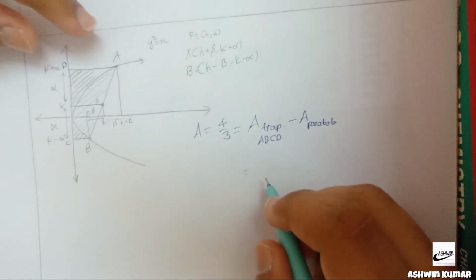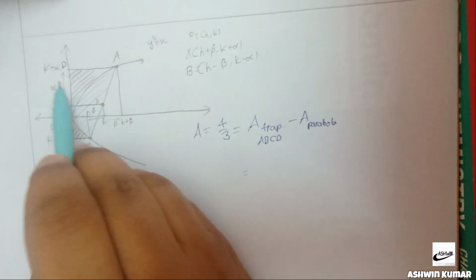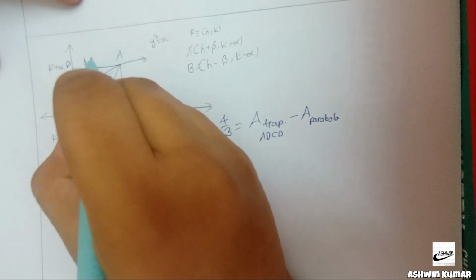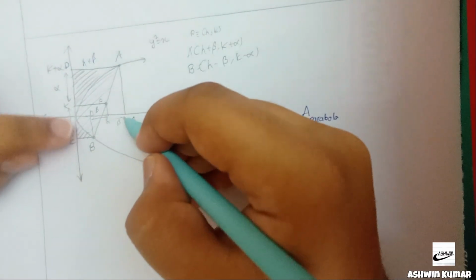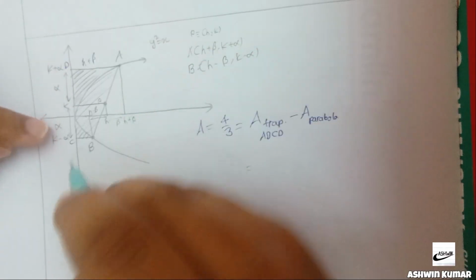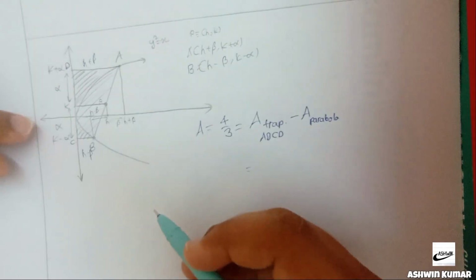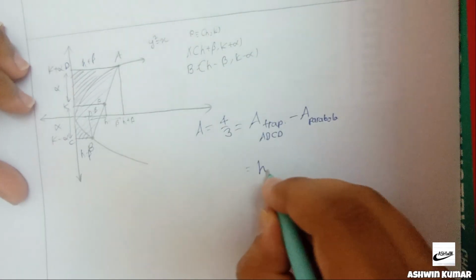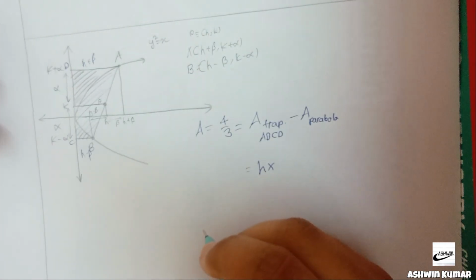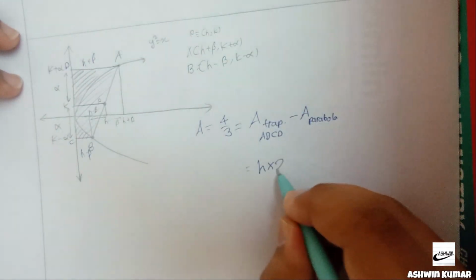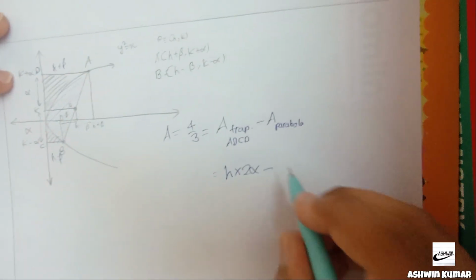Now the sum of parallel sides is DA plus CB, which is h plus beta, because this is h plus beta and this will be h minus beta. If you sum this you will get 2h, and dividing by 2 you will get h, into the perpendicular length which is 2 alpha, minus the area of the parabola.